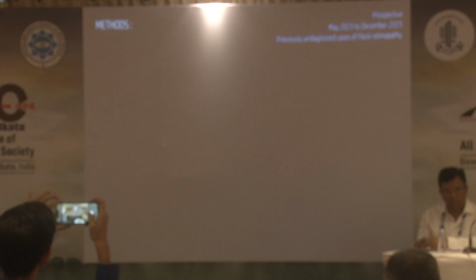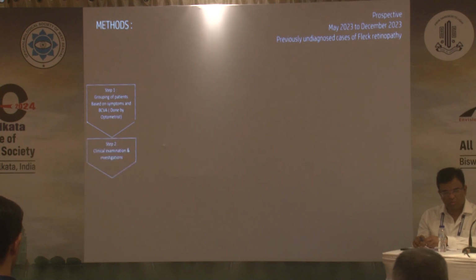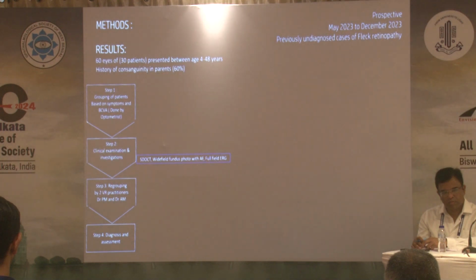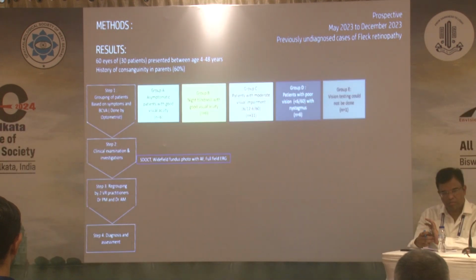So it was a prospective study of previously undiagnosed cases of fleck retinopathy. Step 1 was grouping of the patient based on the symptoms and the best corrected visual acuity. This was done by the optometrist. Step 2 was clinical examination and investigation, which included spectral domain OCT, fundus photography, autofluorescence, and full field ERG. Step 3 was regrouping of the patient by 2 VR practitioners, and step 4 was diagnosis and assessment. So we looked at the phenotype of 60 eyes of 30 patients who had a mean age of presentation between 4 and 48 years. The history of consanguinity was present in 60% patients.